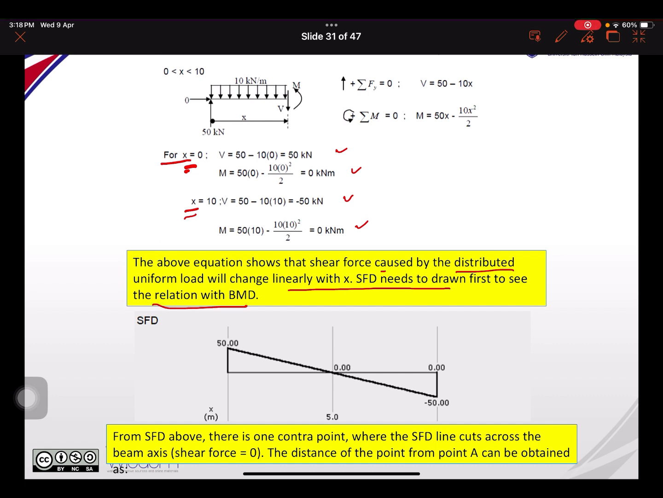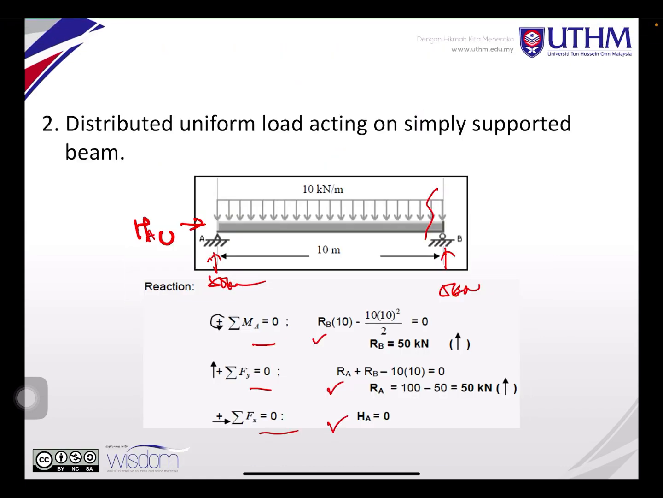After that you draw this. Again you will have to draw the beam, with the uniform load. You put 50 kilonewton here, 50 kilonewton here. This is 10 kilonewton per meter. So this is V: 50 at 0 and negative 50 at the end. We know that from the figure before.